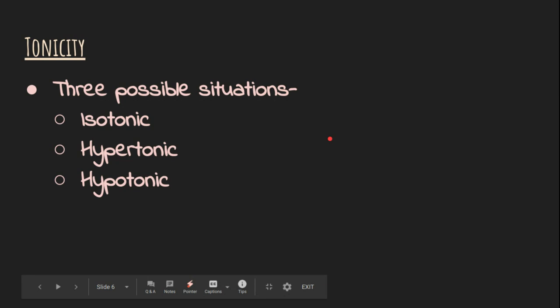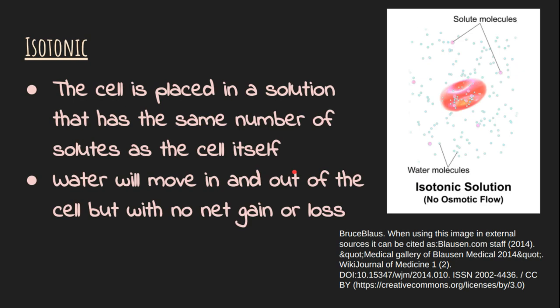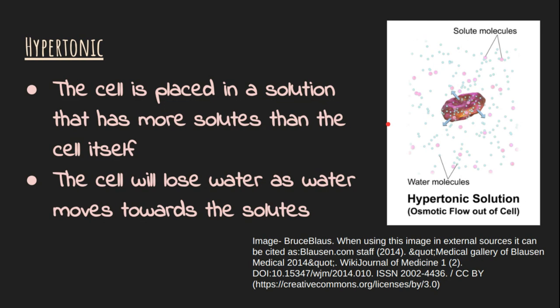All right, so there's three types of possible situations that can come about due to osmosis, and we call this tonicity. So there's three types. There's isotonic, hypertonic, and hypotonic. So isotonic is the first stage, and this is the stage that most of our mammal cells will reside in, and that just means that the equal amount of water is going in and the equal amount of water is going out, which means that the cell will stay in the same size. So there's no net gain or net loss.